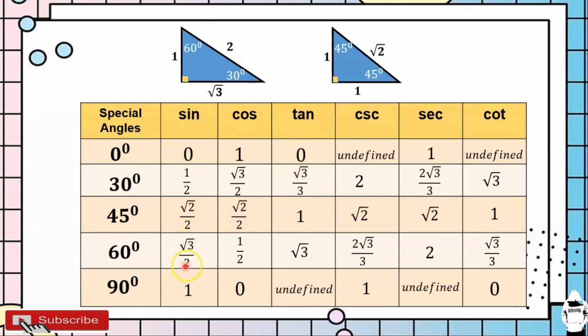Next, sine 60 degrees, that is square root of 3/2. Cosine ng 60 degrees, that is 1/2. Tangent ng 60 degrees, that is square root of 3. Next, sine ng 90 degrees, that is 1. Cosine 90 degrees, that is 0. Tangent 90 degrees, that is undefined. So, ito yung mga table of values po ng special angles or trigonometric ratios po of special angles.